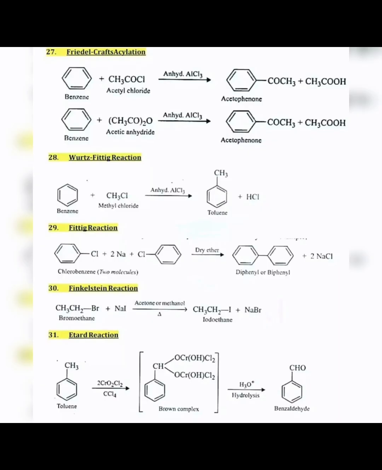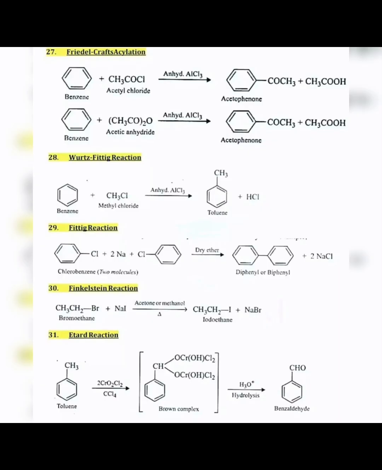Another halogen exchange reaction is Finkelstein reaction. When bromoethane reacts with sodium iodide in presence of acetone as a solvent, it gives iodoethane as a major product. During this reaction, exchange of halogen takes place, so that's why this is an example of halogen exchange method.